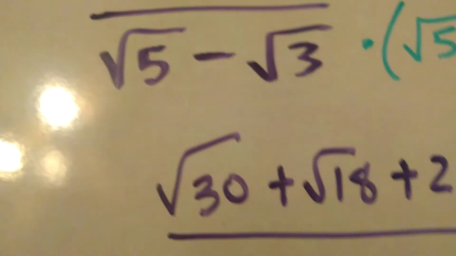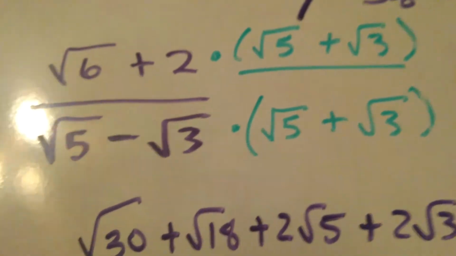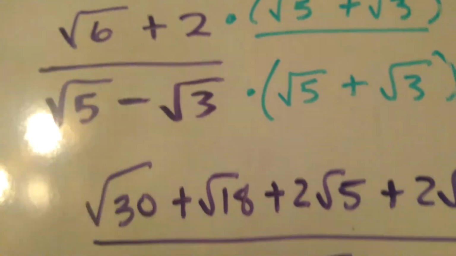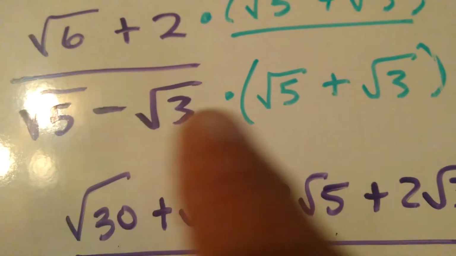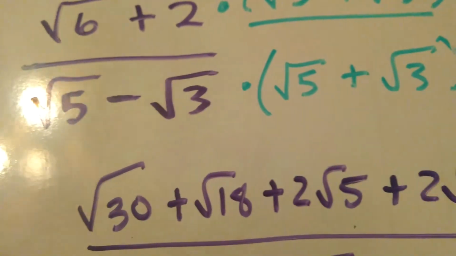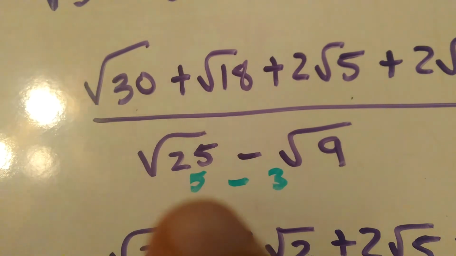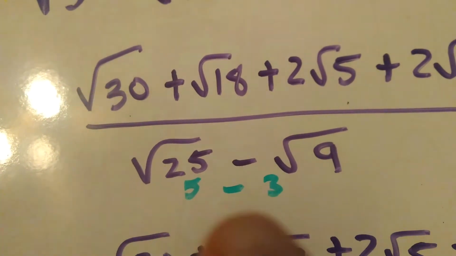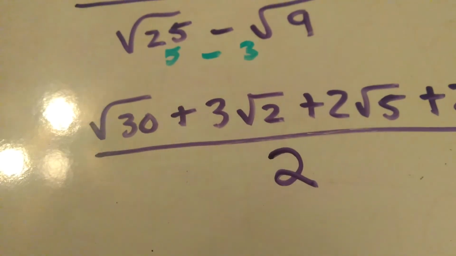Now, the bottom, because it's a difference of squares, I don't have to worry about the middle. So what I'm going to do is go square root of 5 times square root of 5, gives me square root of 25, minus, because it's a minus times a plus, square root of 3 times square root of 3, which gives me square root of 9. Square root of 25 is 5, square root of 9 is 3, 5 minus 3 is 2, so it gives me 2 on the bottom.